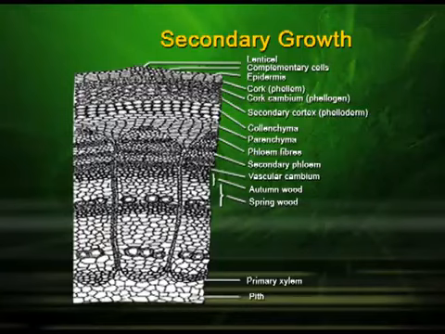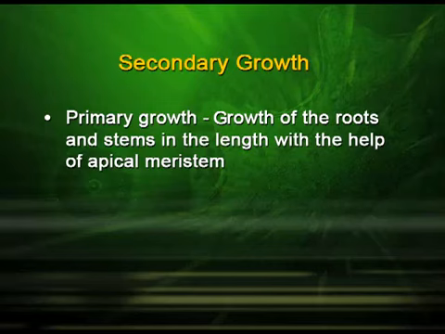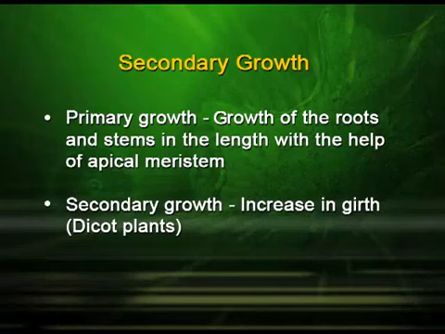In this episode, I will be stressing on the secondary growth of the plant, which is the characteristic of the angiospermic plants, mainly of the dicot stem and dicot root. The growth of the roots and stems in length with the help of apical meristem is called the primary growth. Now, what is secondary growth? It is the increase in girth.